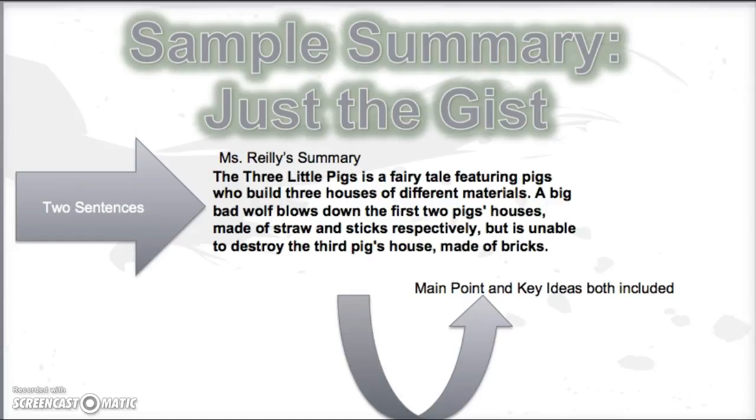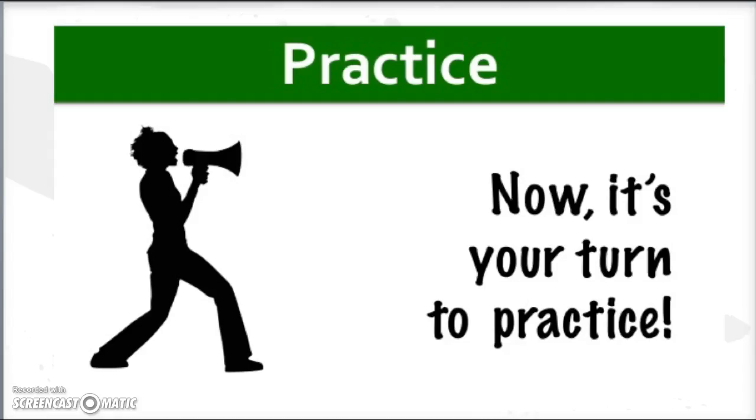So a story that we read that was what, 6 pages long, 7 pages long, I brought down into 2 sentences. So I hit my mark there. It's 2 sentences long. I have the main idea and the key ideas, the key points, both. Okay, it's about 3 little pigs. It's a fairy tale. They built houses that the wolf blew down until he got to the last one because it was made of bricks. Boom, done.